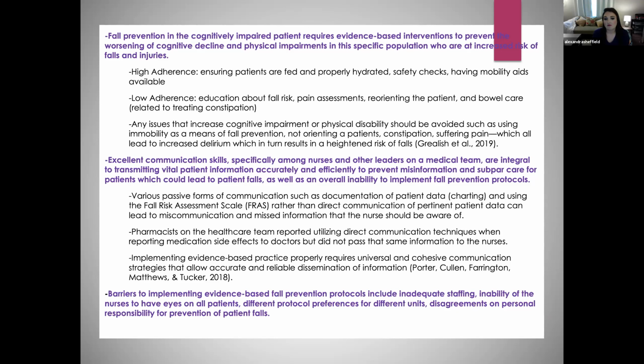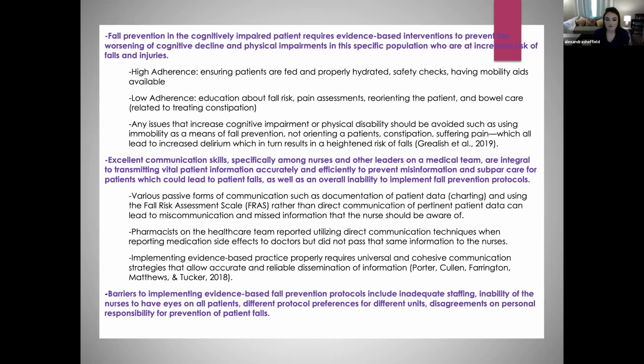Pharmacists on the healthcare team reported utilizing direct communication techniques when reporting medication side effects to doctors, but did not pass that same information to nurses. Implementing evidence-based practice properly requires universal and cohesive communication strategies that allow accurate and reliable dissemination of information. So really, this is about having a standardized form of communication tools, and that prevents miscommunication. So it's kind of like the game of telephone.